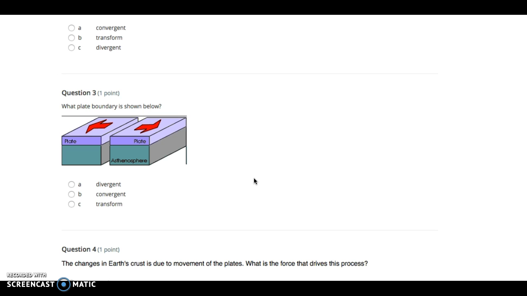Question 3. What plate boundary is shown below? A. Divergent, B. Convergent, C. Transform.